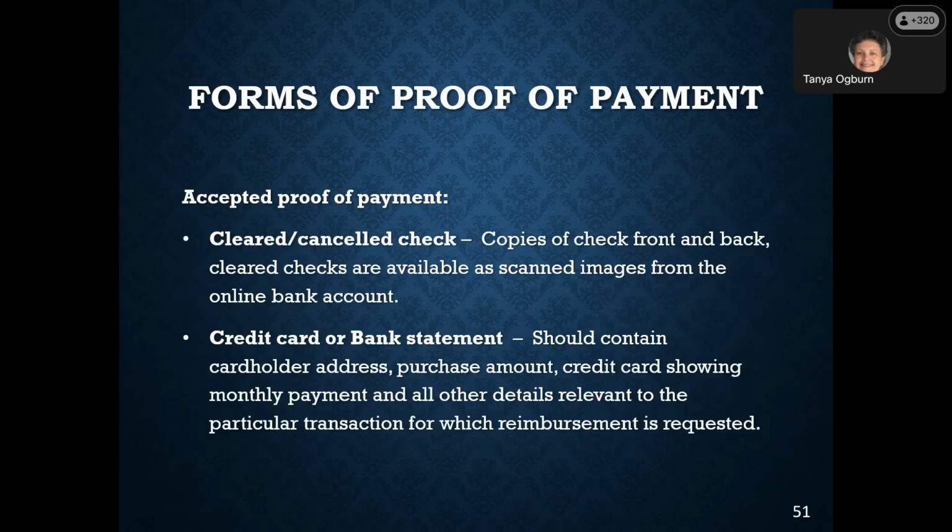Here are forms of proof of payments that I had mentioned earlier. Cleared or canceled check with the endorsement side of the check. A cleared check is usually available as a scanned image from your online bank account. A credit card or bank statement, which should contain the cardholder's address, the summary of account information, like the payment due, the balance, and all other details relevant to the transaction being requested for reimbursement.